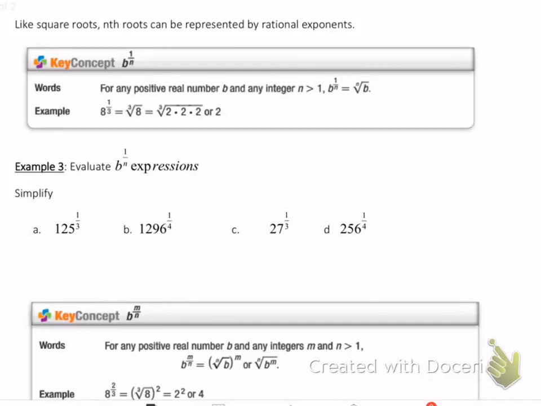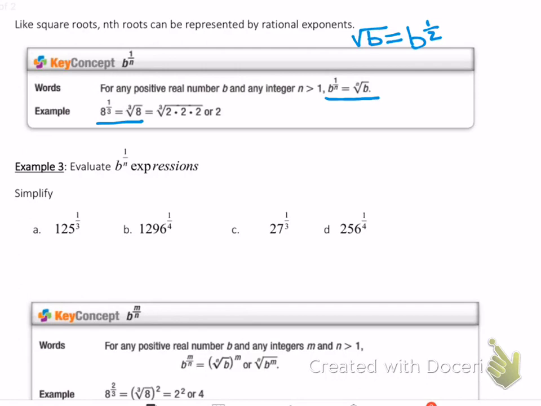So continuing on from the first page of the notes, we had determined last time that the square root of b is the same thing as b to the 1/2 power. And so if we're going with that thought, then b to the 1 over n is really the same thing as the nth root of b. So if you look at the example here, 8 to the 1/3 power is the cube root of 8.